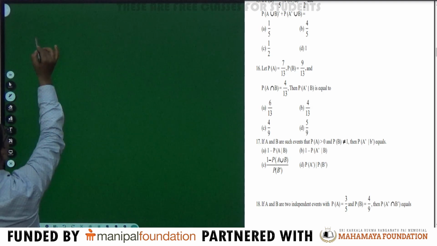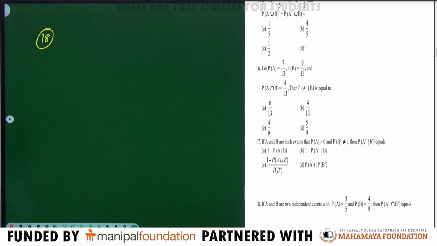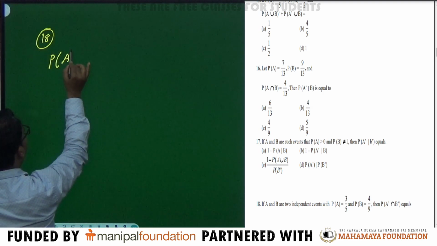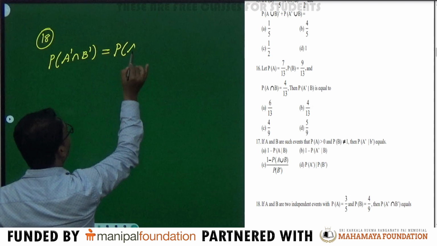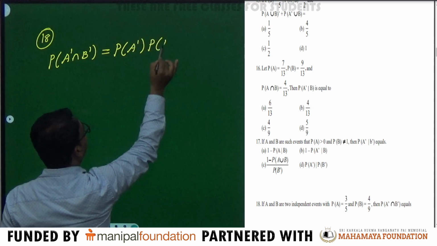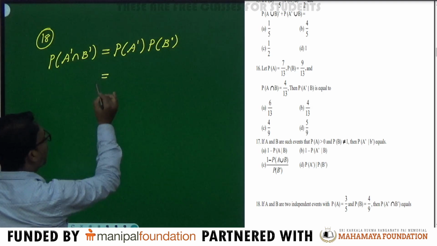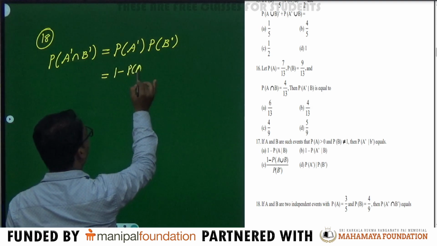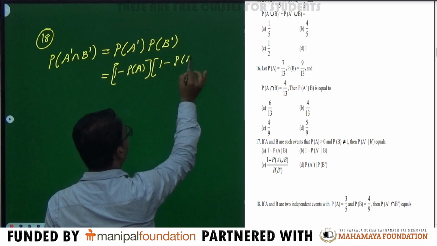Question number 18. They have given that A and B are independent events. If A and B are independent events, then A dash and B dash are also independent events. So its formula is equal to probability of A dash into probability of B dash. The formula to find probability of A dash, whenever they give probability of A, is 1 minus probability of A into 1 minus probability of B.